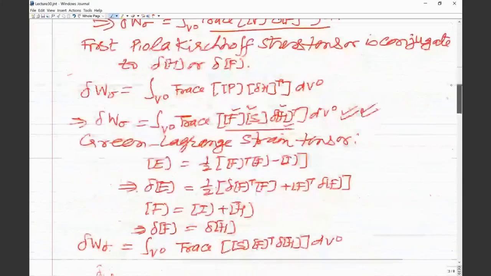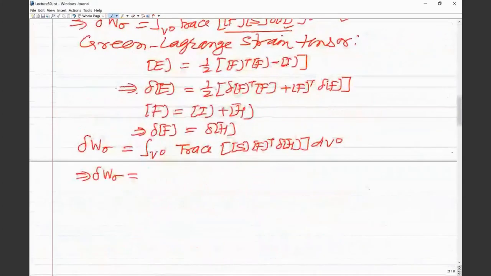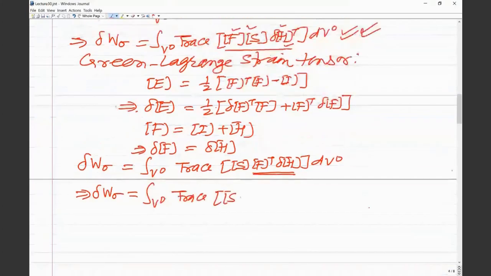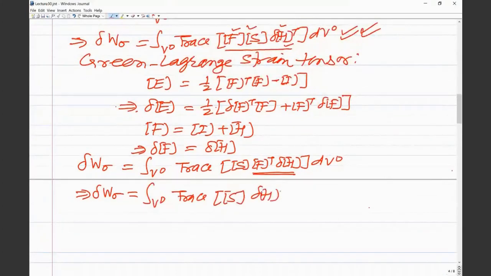So that is what I am making use of, and I have written this. Now what we can do is we can also write it as, because S is symmetric, so S transpose is equal to S. So I can take the transpose of this quantity. So you can also write this as integration over V naught of trace of S times delta H transpose into F transpose F, which will become F into dV naught. So yeah, you get this.